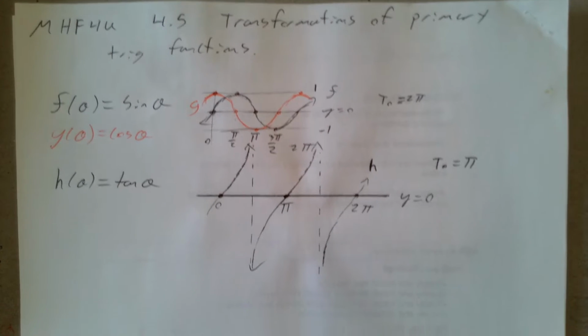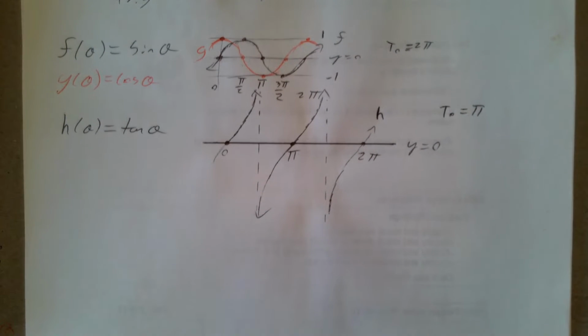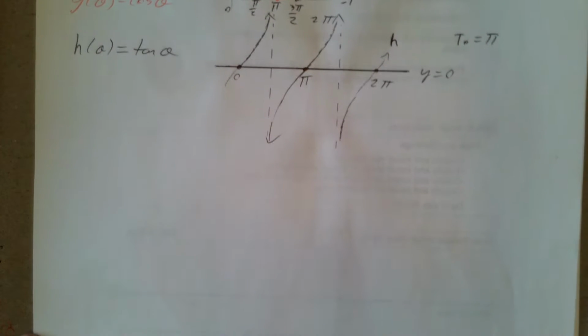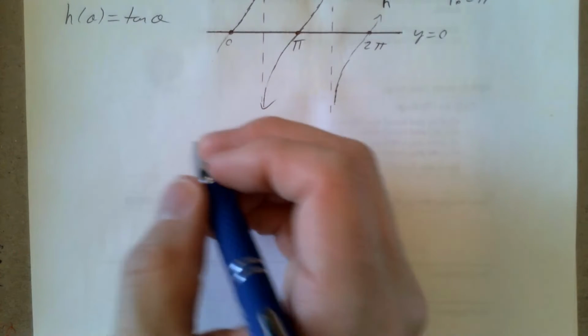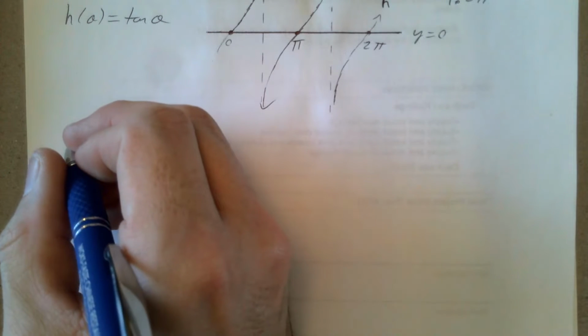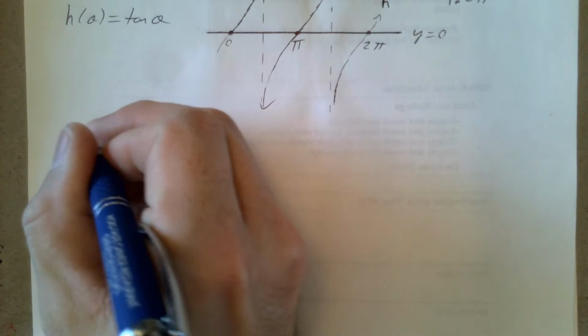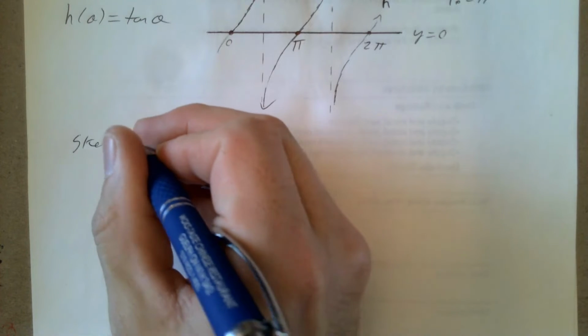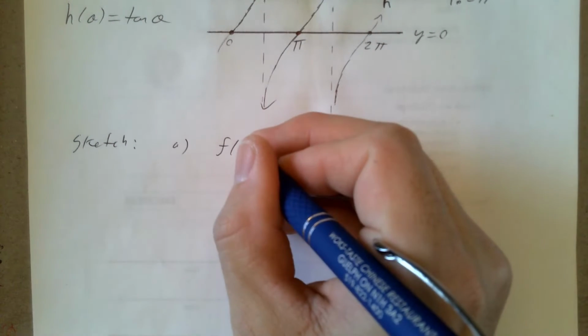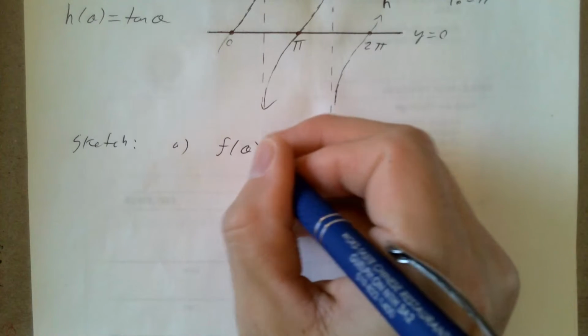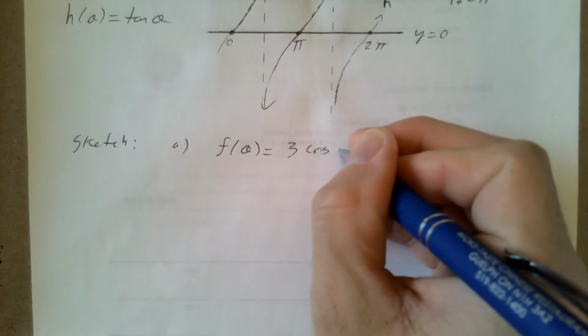Transformations of these curves are done in the same way as other functions. I am just going to start combining transformations. You should be able to handle the basic transformations on your own from the lesson. We'll sketch, but we're going to identify the key features before we do this. Let's start with f of theta equals 3 times the cosine of theta minus 5.